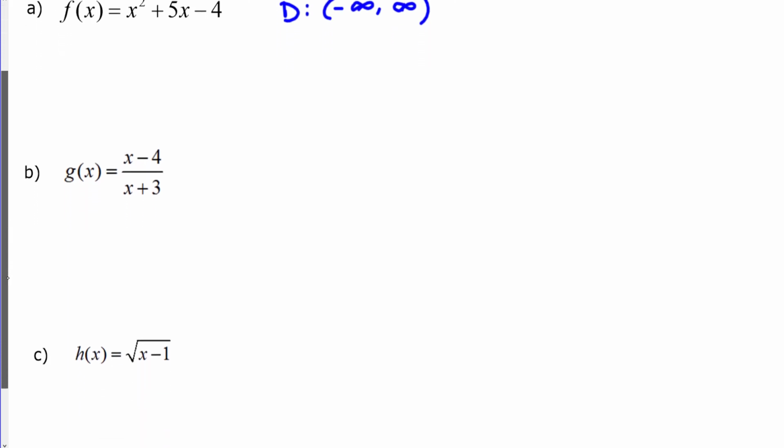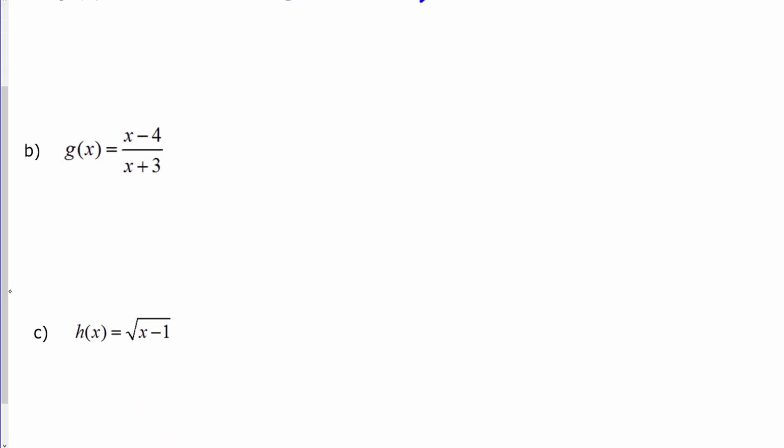All right, so for b, well, it's not a polynomial anymore. This is something that we could run into division by 0. In fact, if x was equal to negative 3, we would get division by 0. So for the domain, we have to make sure it does not include negative 3. And that is the set builder notation.